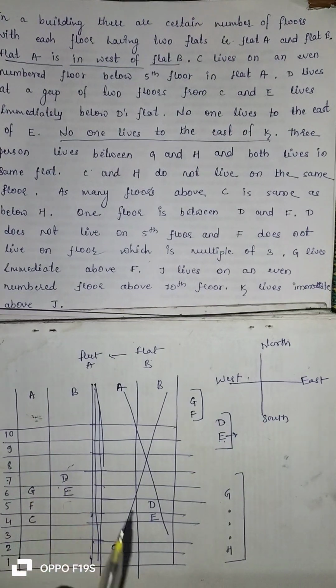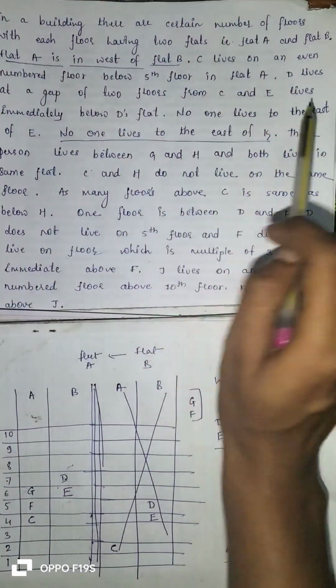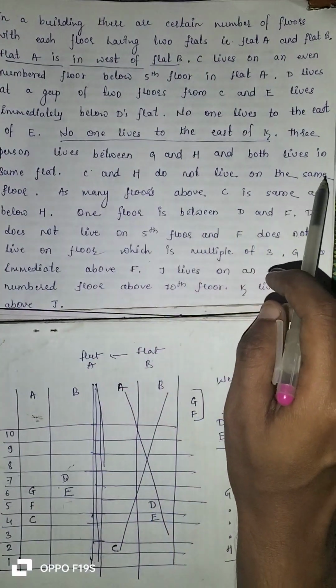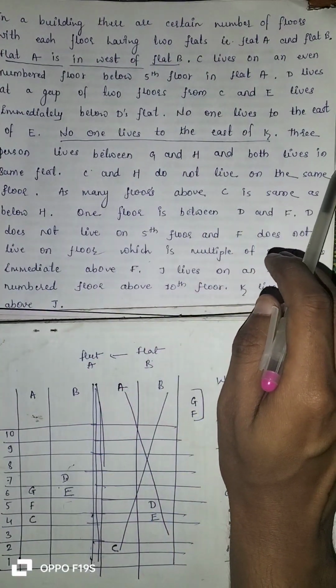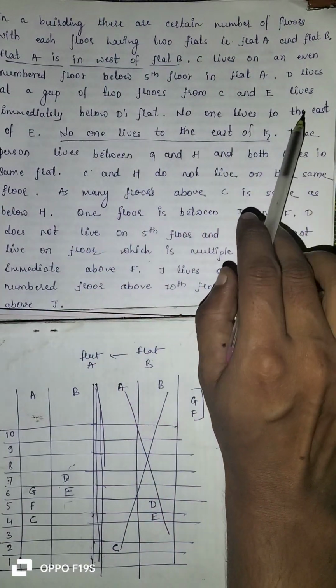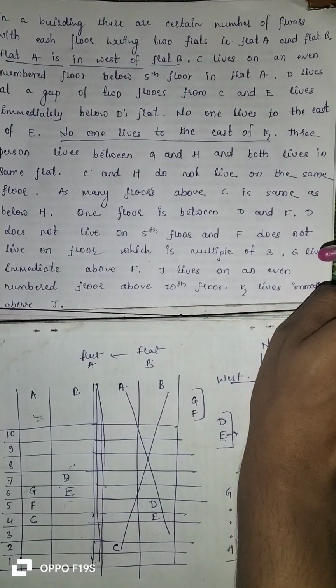One more condition, where we have earlier known that there are three floors between G and H, and one more condition we have missed now. C and H do not live on the same floor. Immediately below, no one lives to the east of E. That is okay. No one lives to the east of K.